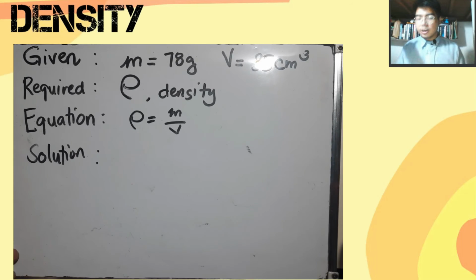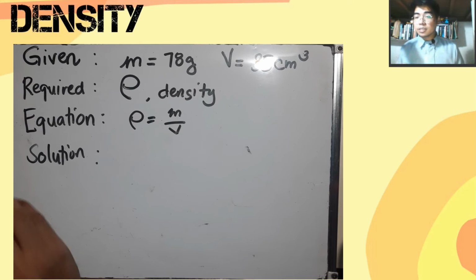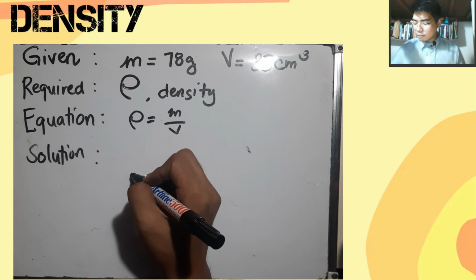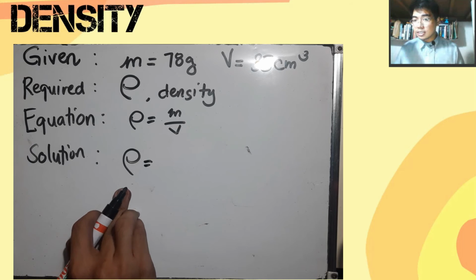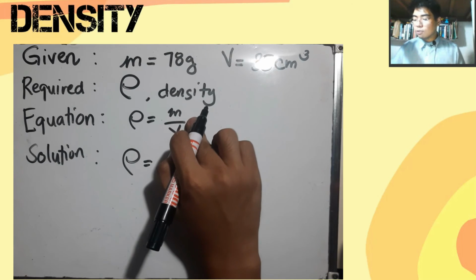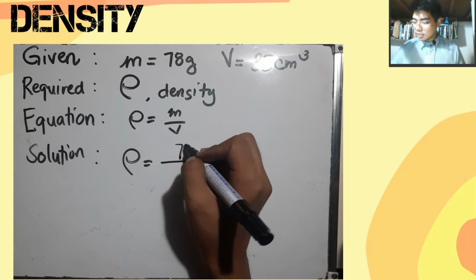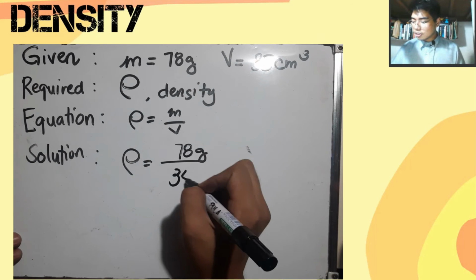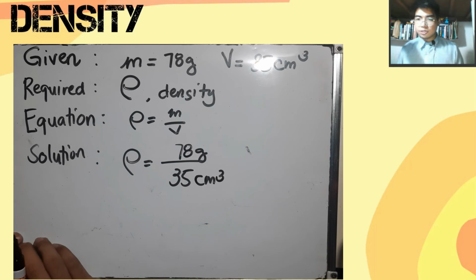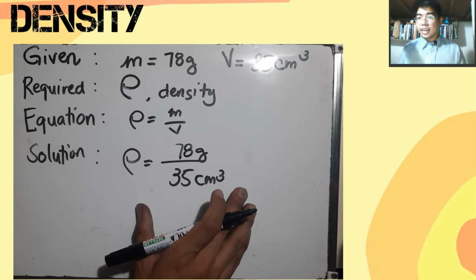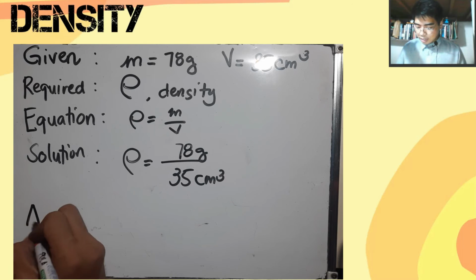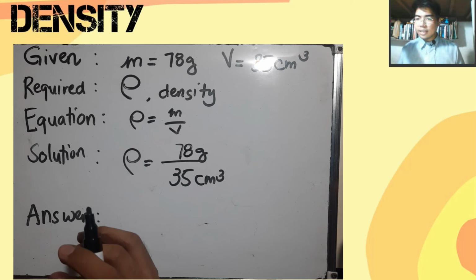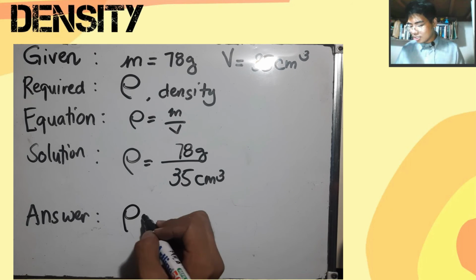For the solution part, it is known as the substitution of the different values that are present in the given. For the solution, write first what is being asked, which is the density. Then provide the value of m, or the mass, which is 78 grams. Then provide the value of the volume, which is 35 cubic centimeters. After writing down your solution and computing, the last part of the GRASA is the answer portion. On the answer, you're just going to write your answer.